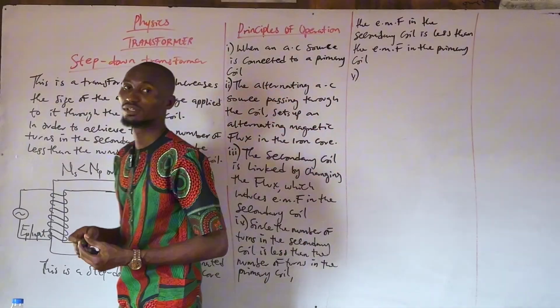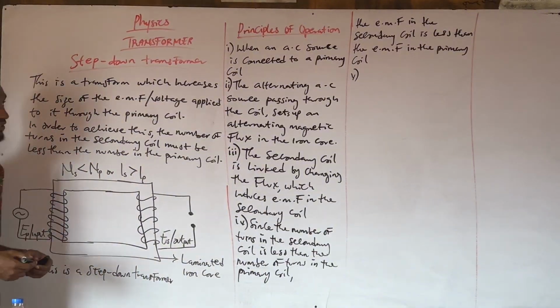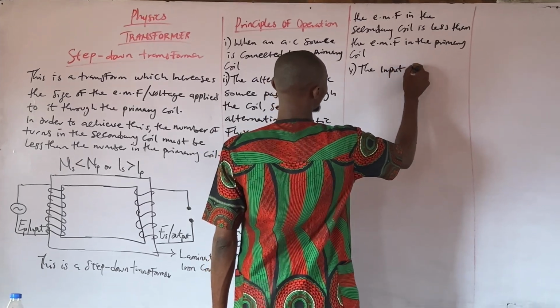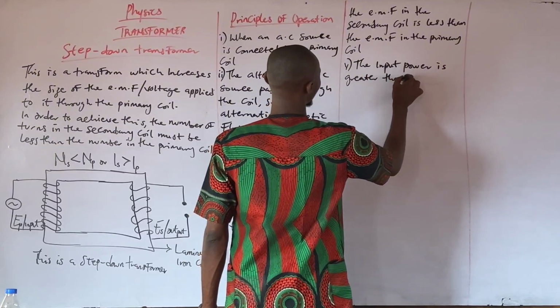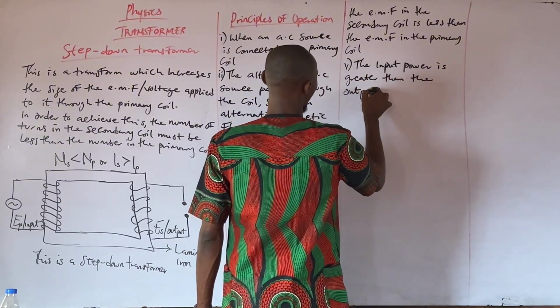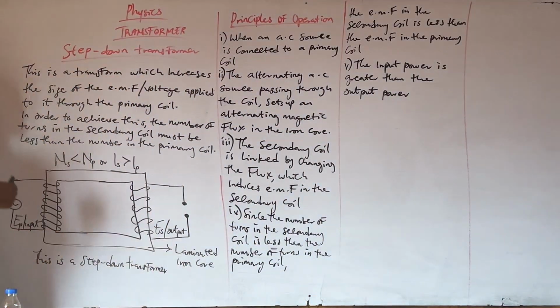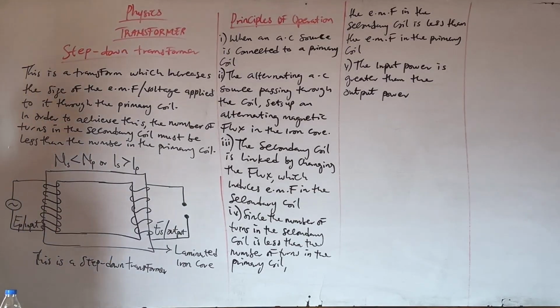V. Are you there? The input power is greater than the output power. Are you there? Good. Now that we are done with step down and step up transformer, the next thing we want to look into is turn ratio. But before then, we need to talk about the step down transformer.